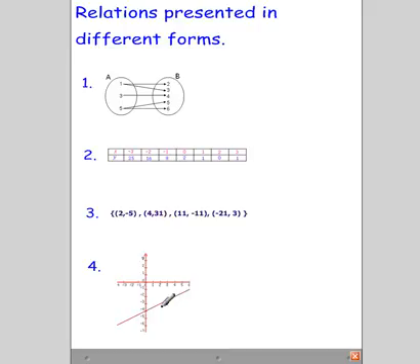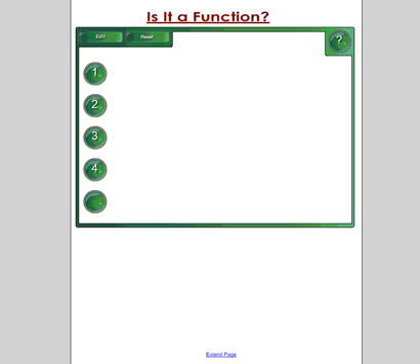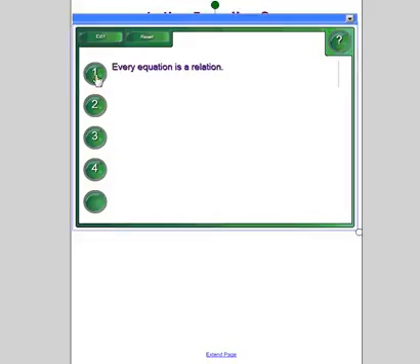Now we're going to finish up with a graph, but what we're going to look at next is how to determine whether a relation is in fact a function. So all the items we've looked at so far, they're all relations, but only some of them are going to be functions. So every equation is a relation, so everything we've looked at. Only some relations are functions.